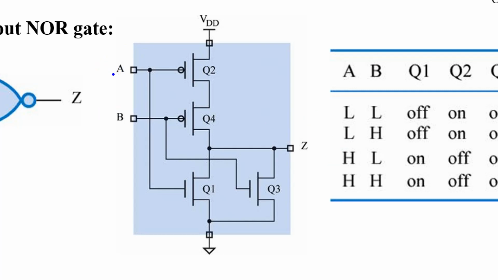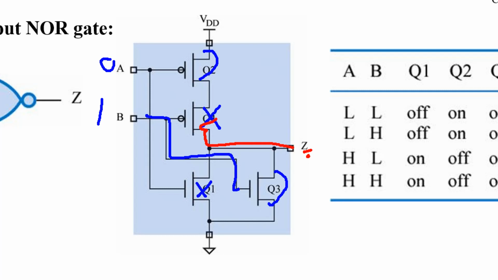And if I apply 0 here and 1 here, what happened? This one is active low, so it turns on, but this one turns off. And 1 here, active high, so this one turns on. So now the output is disconnected from VDD, but connected to ground via this path. So now the output becomes 0 volt or logic low.